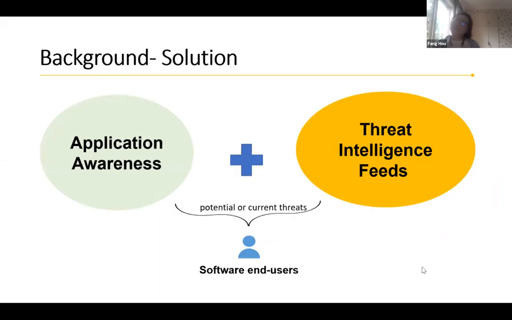So the focus to address this type of cybersecurity should be to use advanced application awareness and external threat intelligence feeds, which will provide both developers and software end users with a live stream of data related to potential or current threats. TrustSQL is designed to solve the issues from these two perspectives.